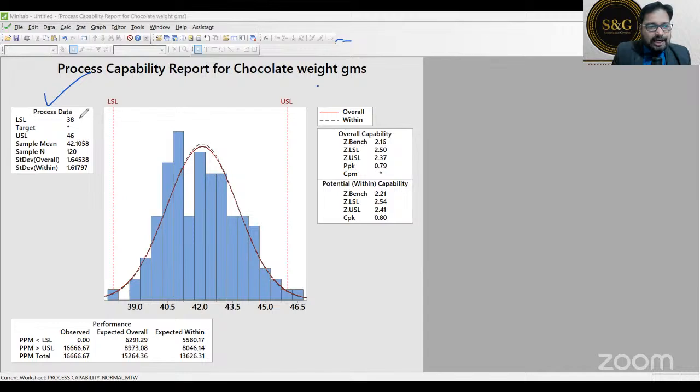What is LSL and USL? You know that, right? LSL, USL, everybody knows. We have put LSL, USL as 38 and 48. Target we haven't put, that's why it is showing the star. Clear? Just give me yes in the chat box.